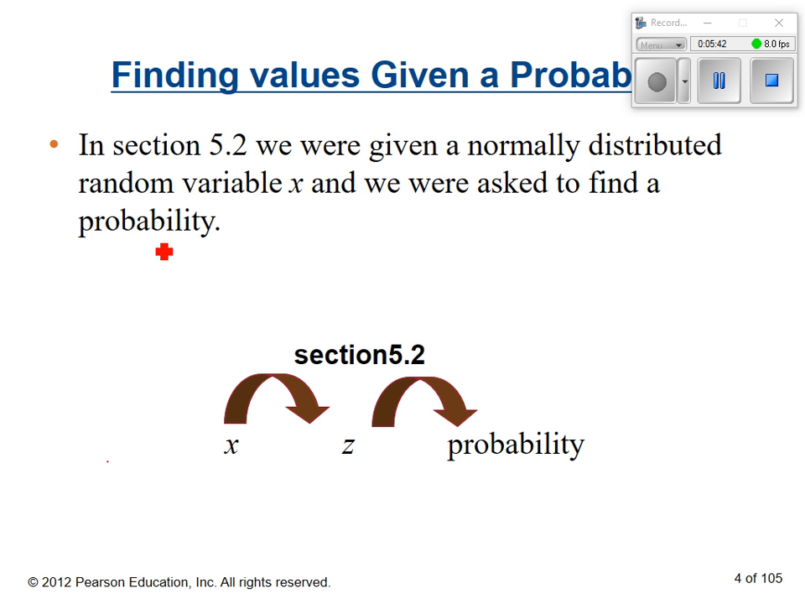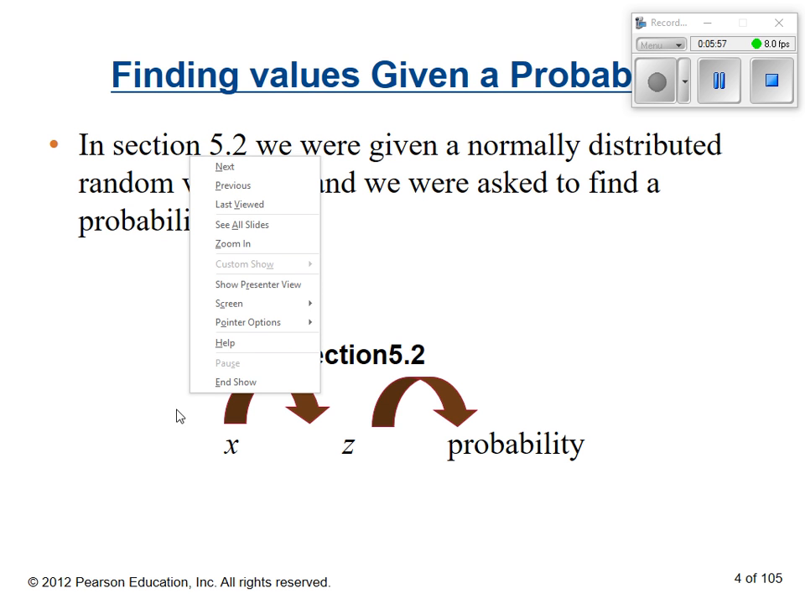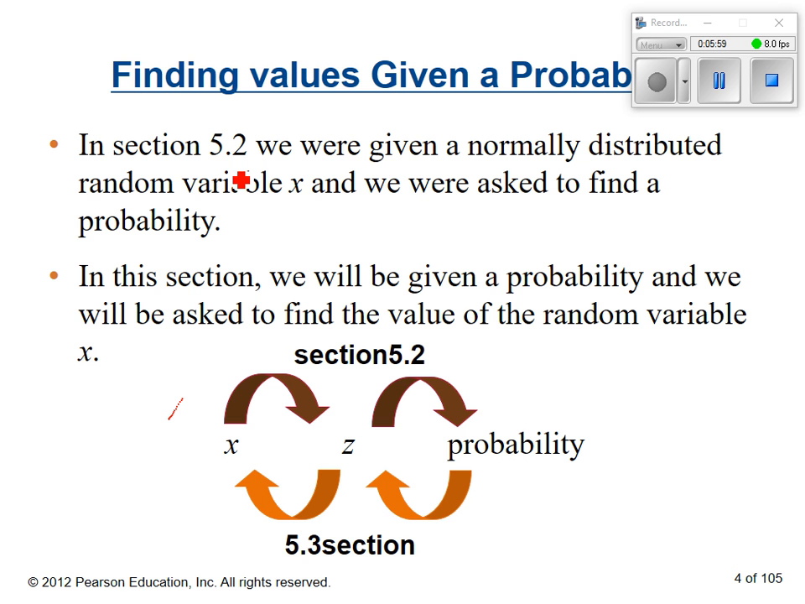So, in section 5.2, we were given normally distributed random variables, X, and we changed them to a Z-score, and then found the probability. This section, what we're going to be doing is going backwards from that. So we're given the probability, hey, the probability is 70%.